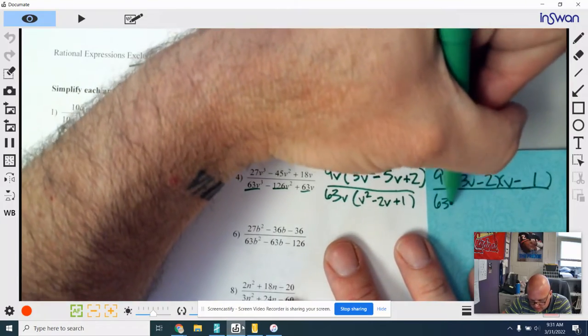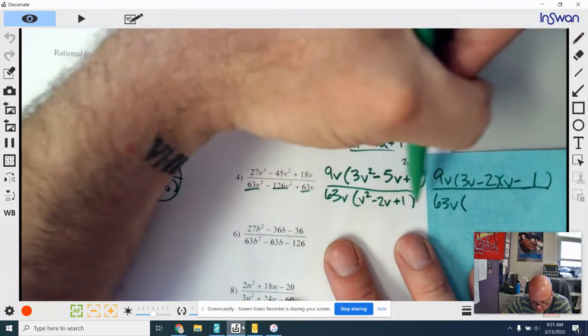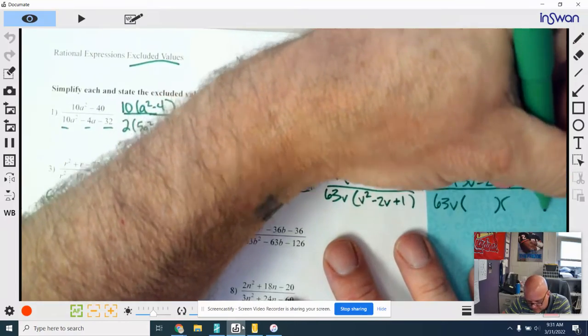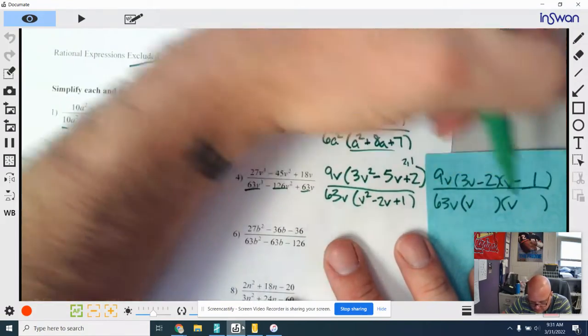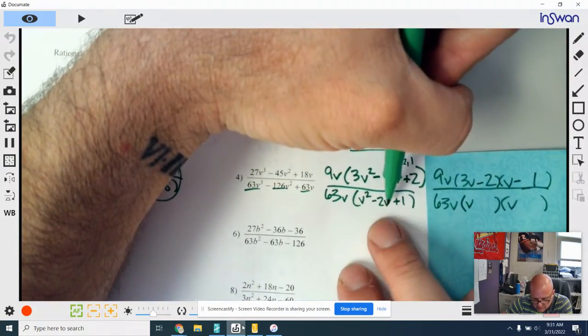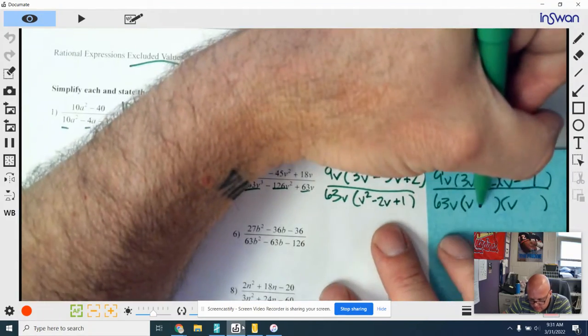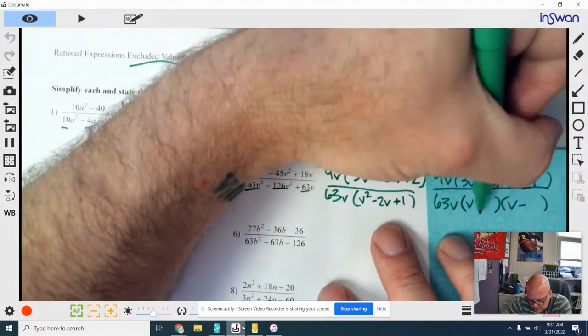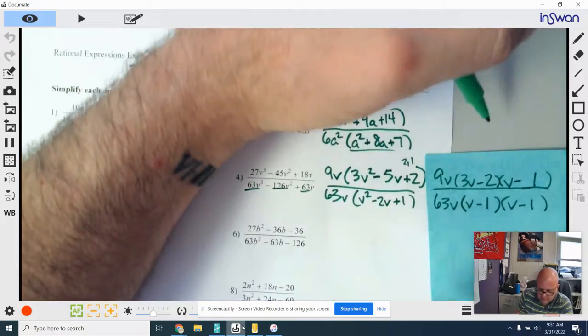Okay, on the bottom, 63v. And then this one's a little bit easier to factor. So v and v, 2 numbers that multiply to positive but add to negative 2. So it's going to be negative, and it's both going to be negative 1s.